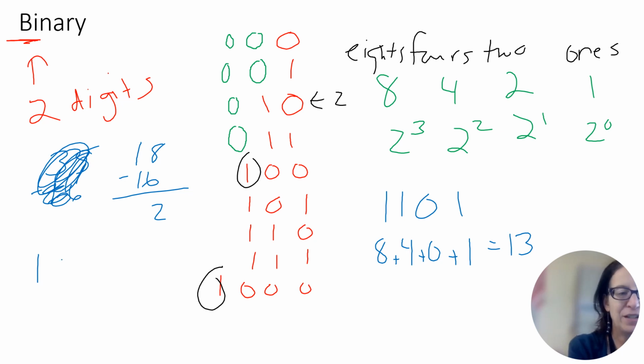So I have the 16 spot, the 8 spot, the 4 spot, the 2 spot. There's my 2. And so it would be something like that. That's how I would do it. I'm not sure that's a great way to do it.